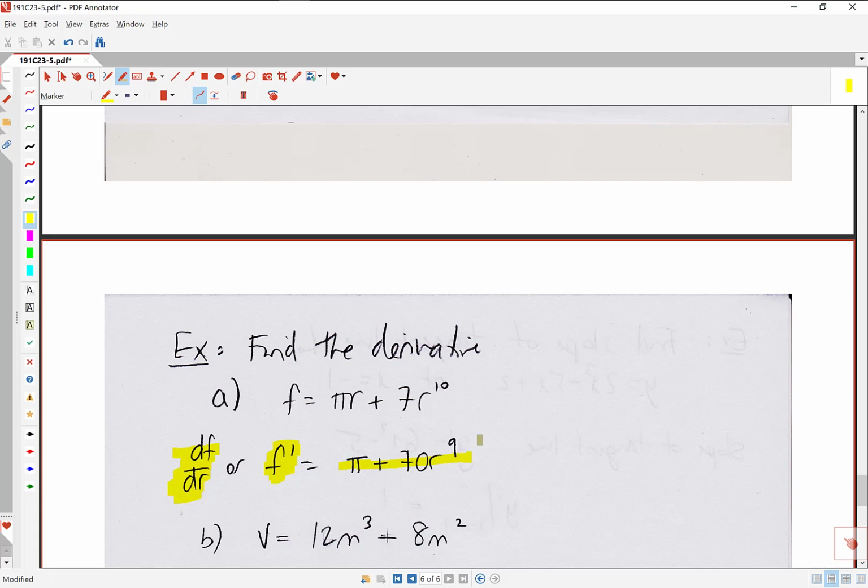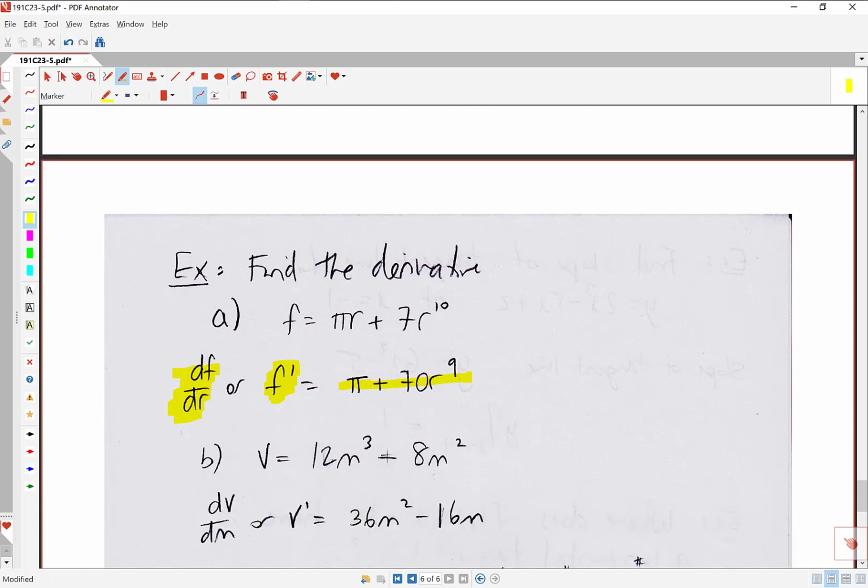Okay, part B, we're going to warp our brains one more time. This time our function is called v, so maybe it's measuring a volume. And the variable here is called m. So v is equal to 12m cubed minus 8m squared, and we're going to find the derivative.